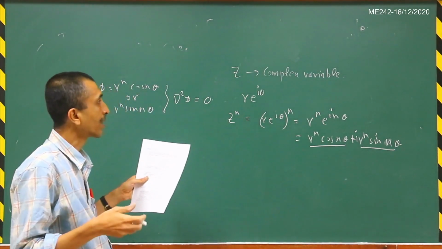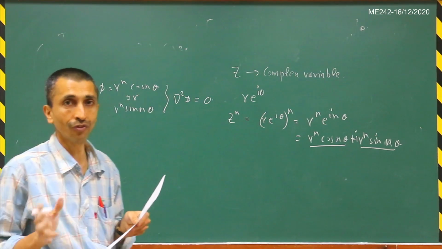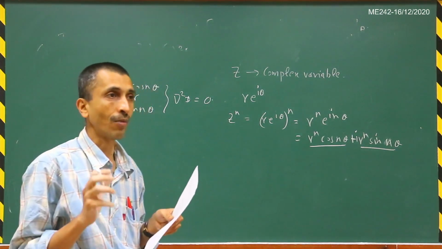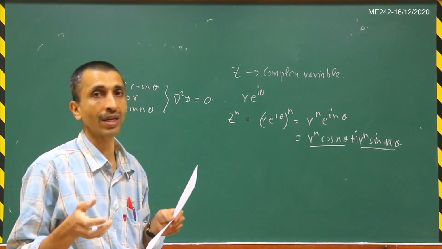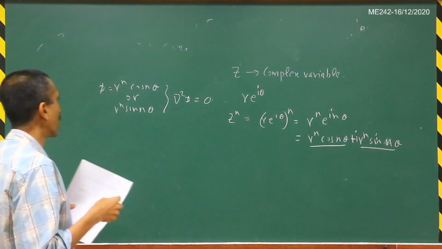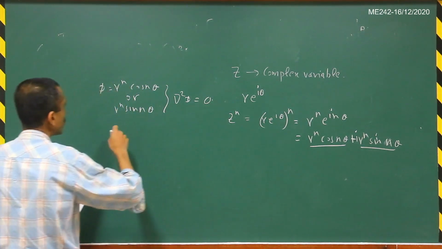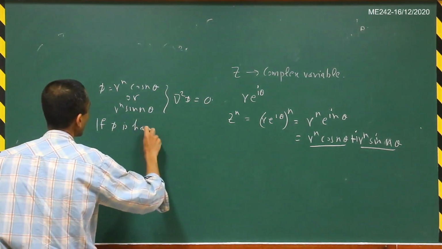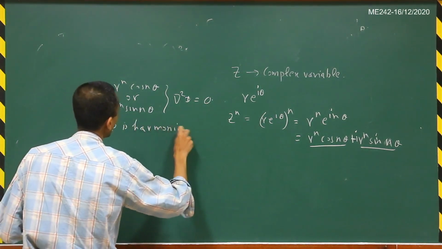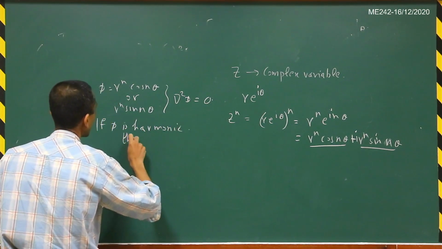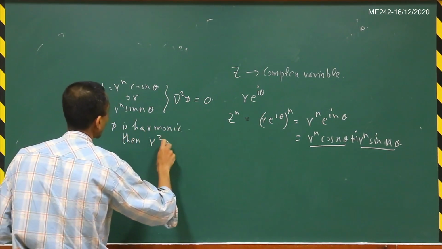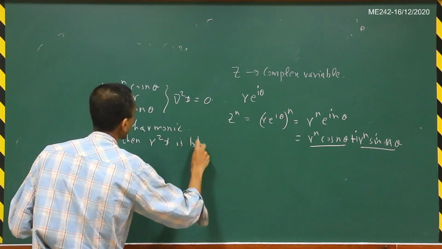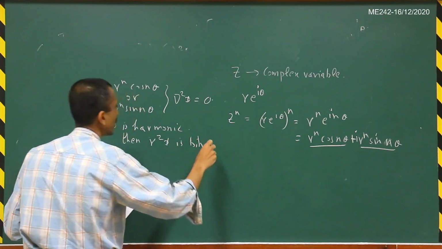And then we can also show that if phi is a harmonic function, then r square times phi is a biharmonic function. Sorry. So if phi is harmonic, then r square phi is biharmonic. So one can show that.